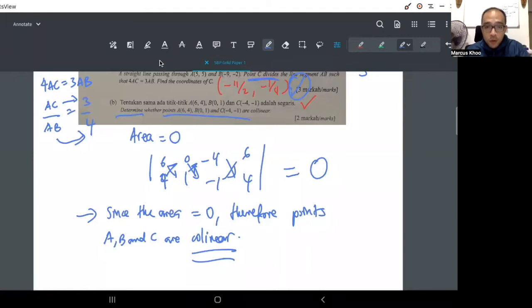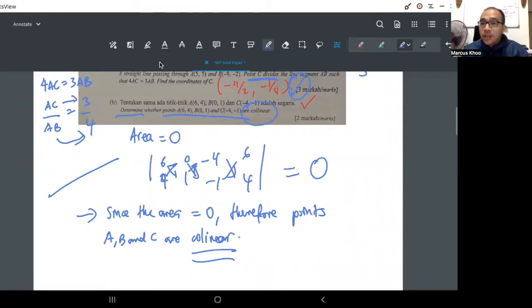But for those of you who understand this, just remember, whenever you talk about collinear, it means that the area equals 0. It means that it is a straight line. A straight line has no area, so its area is 0. That's what it means. Now, if you are going to use gradient, no, you cannot use gradient.